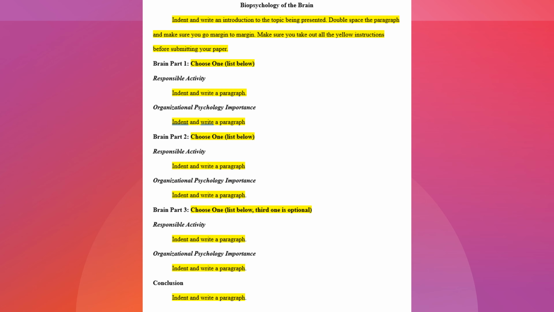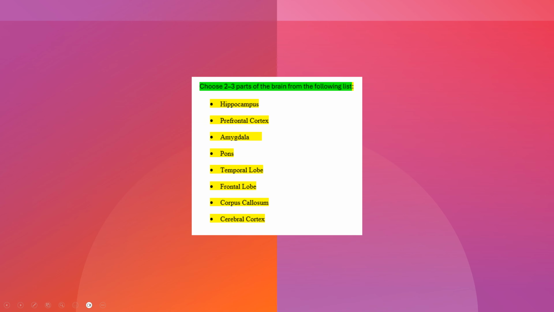Now you will also notice beside choose one that it says list below. If you scroll down further in your assignment, you will notice that this section of the assignment appears there stating choose 2 to 3 parts of the brain from the following list. And it provides you with the list: hippocampus, prefrontal cortex, amygdala, pons, temporal lobe, frontal lobe, corpus callosum, and cerebral cortex. So for this assignment, you will be choosing 2 to 3 parts of the brain from that provided list.